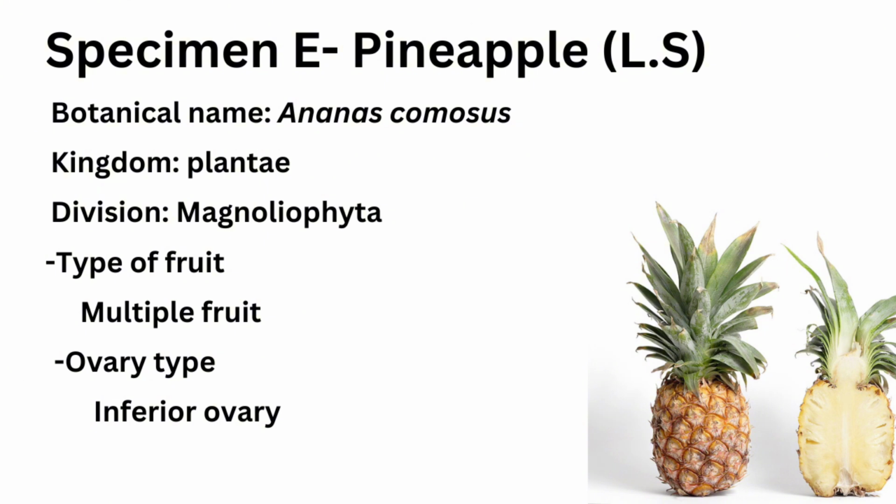The kingdom Plantae, division Magnoliophyta. So when we talk about plants, plants don't have phylum. Rather, we call them divisions. Okay, so the type of fruit it is. So pineapple is a multiple fruit and it developed from an inferior ovary. So the ovary type is inferior ovary. So in case you are asked what ovary type is specimen E, it is inferior ovary.